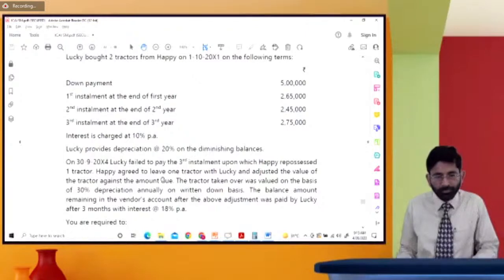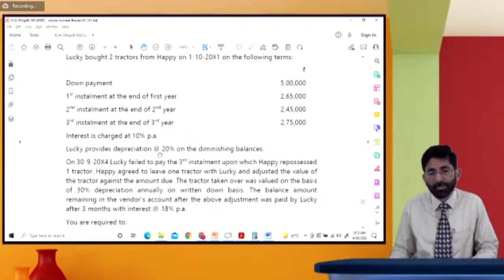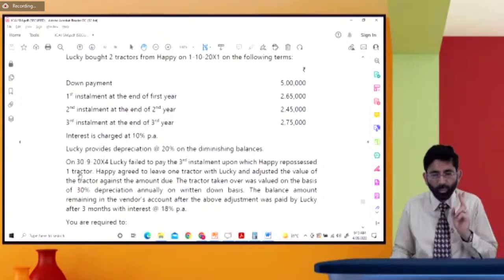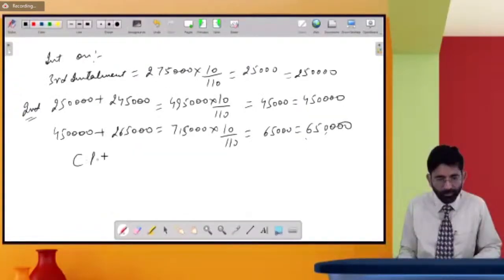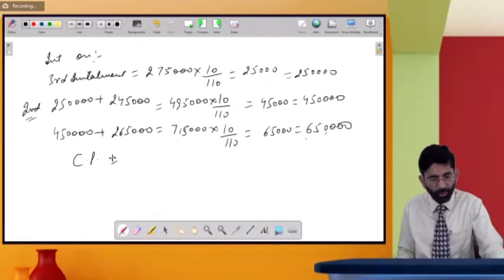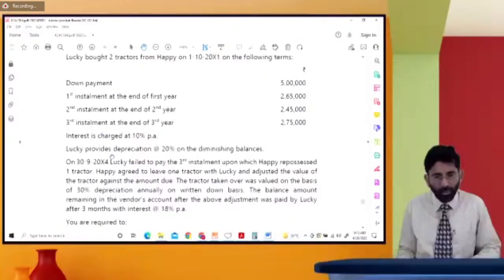See, here it is. He says the purchaser charges depreciation at 20% per annum. The vendor charges depreciation at 30% per annum on return on value. Both are charging depreciation on return on value, and the asset is acquired on 30th of September 2014. One tractor is repossessed out of a total of two tractors. For that, first of all, we need the CP price. CP price is with you now. It is CP price is equal to down payment, which is 5 lakh.